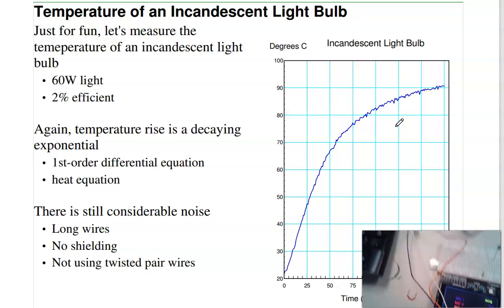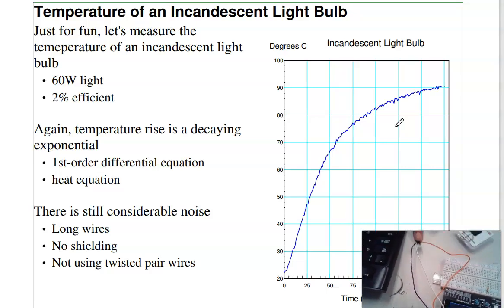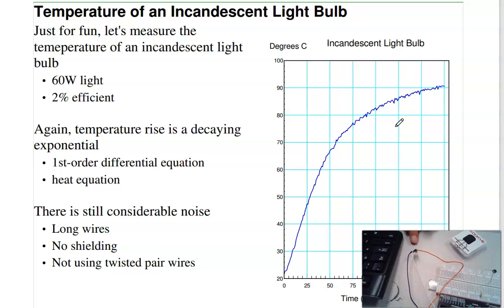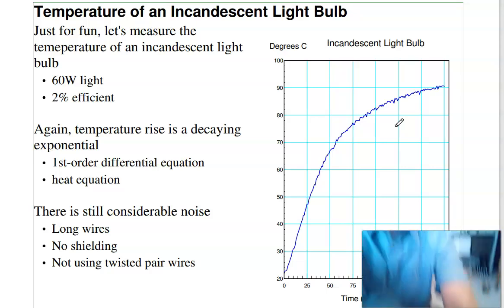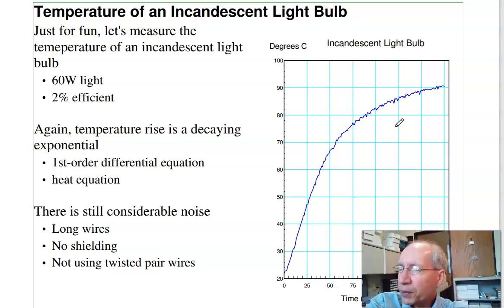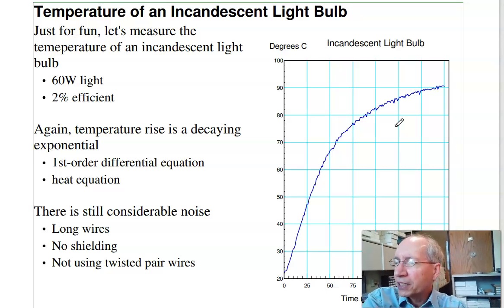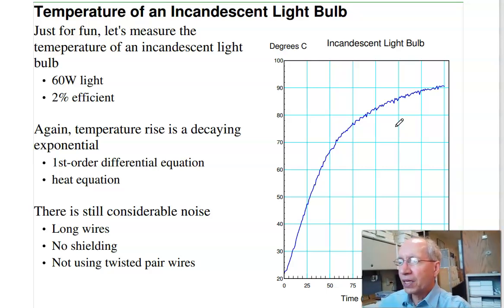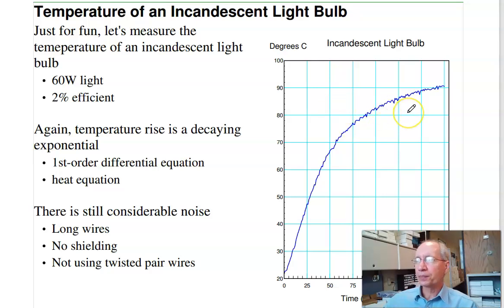Where are they? There's the wires going to it. Not the best way of doing it. Those wires act as antennae, pick up RF energy, and that shows up as noise in your data. I could do better if I used shielded twisted pair wire rather than just stray wires. That would cut down the noise quite a bit. But anyway, I can measure temperature.